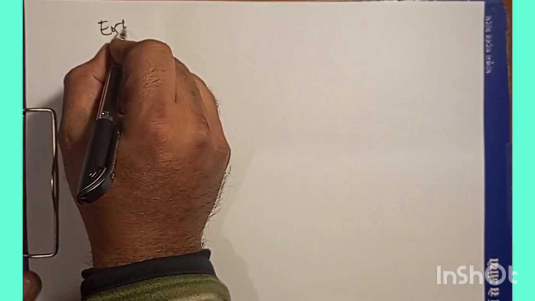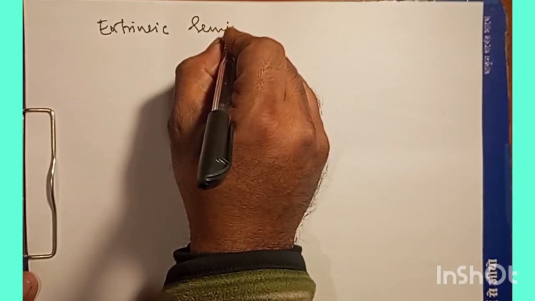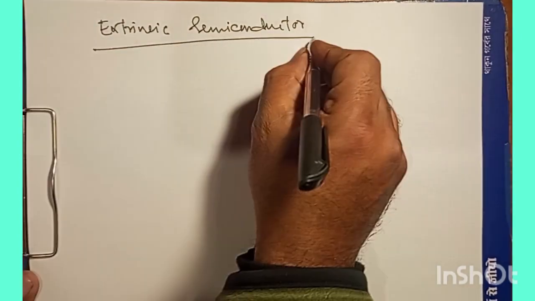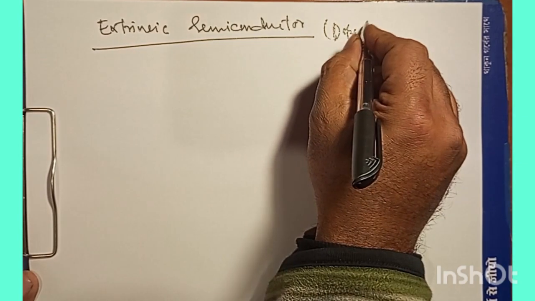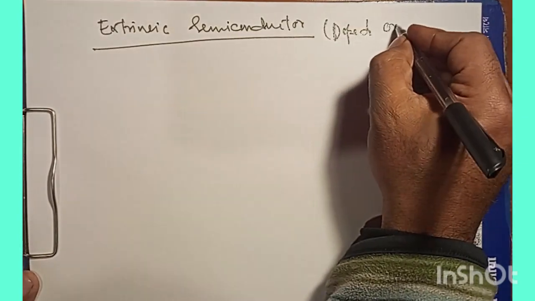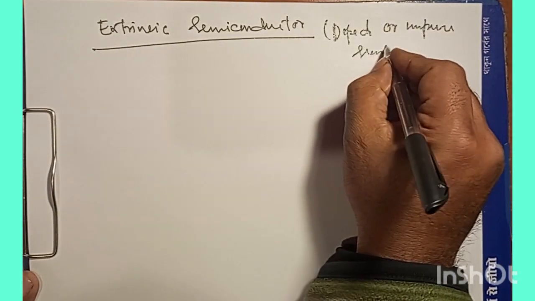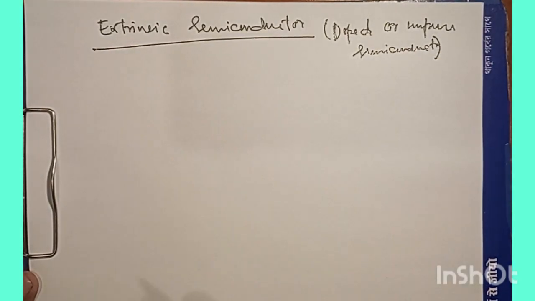In this video, we'll be talking about extrinsic semiconductor. We also call it doped or impure semiconductor. Now, what is an extrinsic semiconductor?